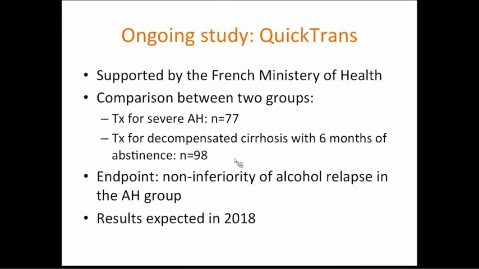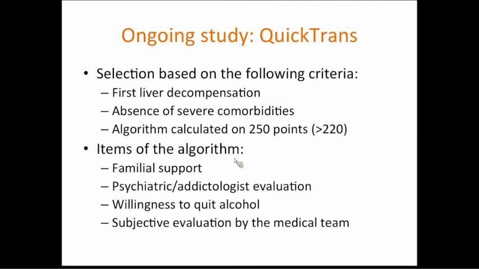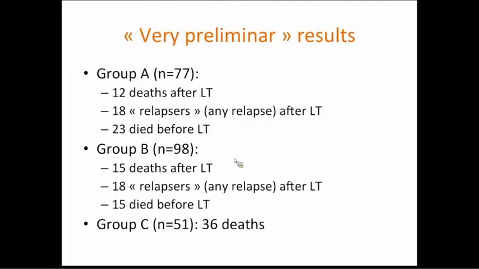Their results are expected for next year, and the selection, in contrary to what was done in the pilot study, was based on, again, first liver decompensation and absence of severe comorbidities, but we included an algorithm based on family support, of psychiatric evaluation, the willingness to quit alcohol, but also a subjective evaluation by the medical team. So that program will also assess whether this algorithm helps identify patients who will not develop a relapse after liver transplantation. So that's the very, very preliminary results.